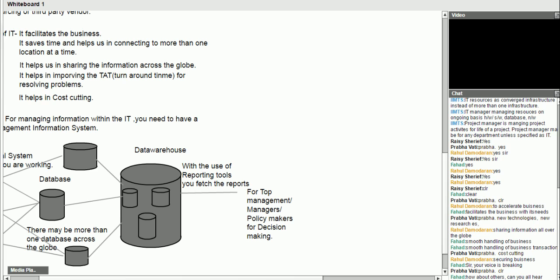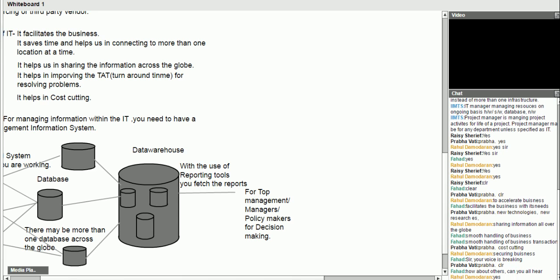Okay, clear to all? Everybody, this diagram? Is the diagram clear to all? First, you do one thing, you just log out of the class and log in once again. That will solve your problem, I think.